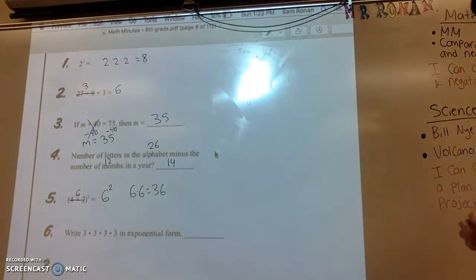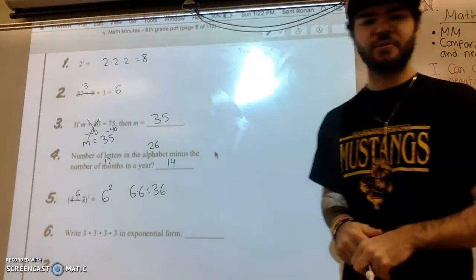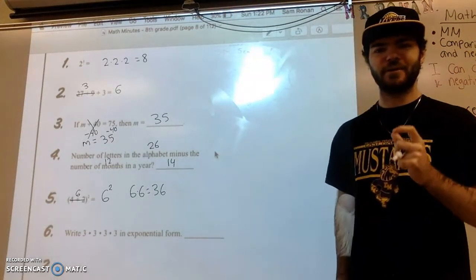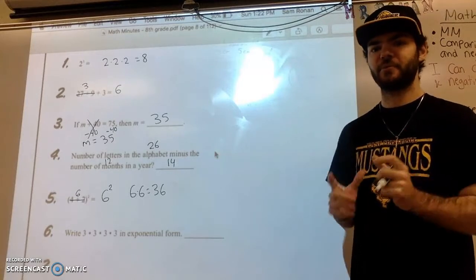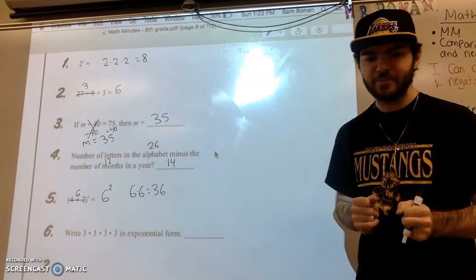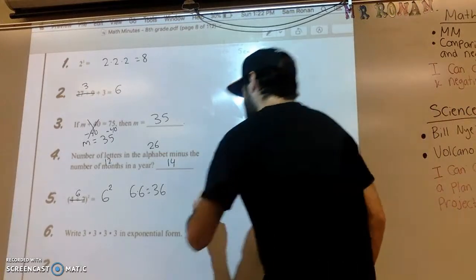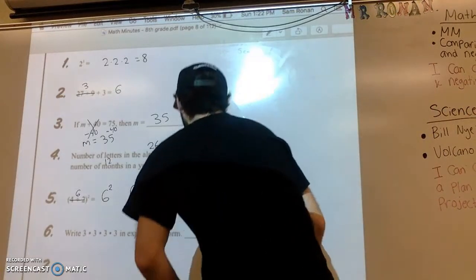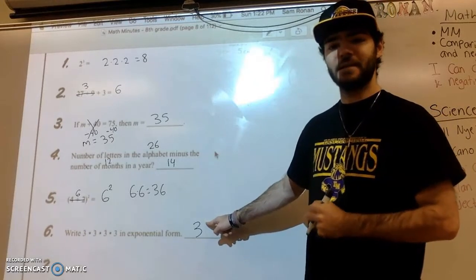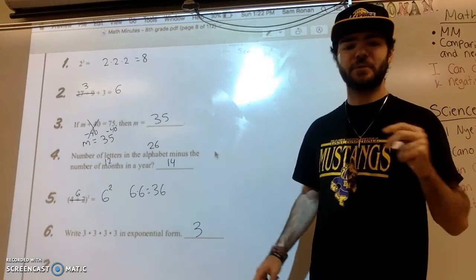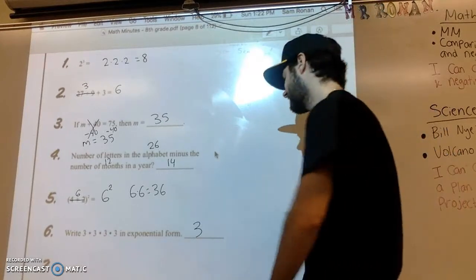Okay, number 6, write 3 times 3 times 3 times 3 in exponential form. So that coefficient, that number that we're multiplying over and over by itself, is going to be our whole number, the number we write in the beginning. I'm looking at this, I see that we're multiplying the 3 by itself multiple times. So I'll write 3, and then our exponent is going to be however many times that 3 is multiplied by itself. I see 4 3's there. 3 times 3 times 3 times 3. So my exponent is going to be 4.